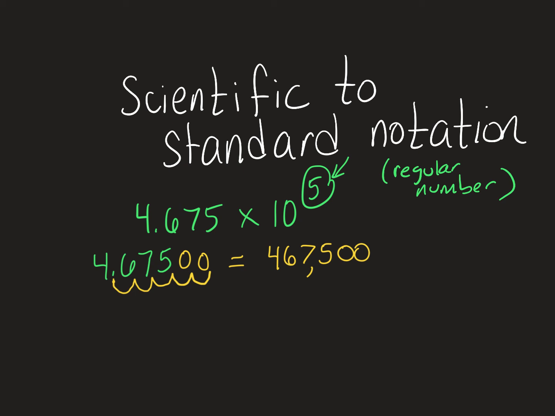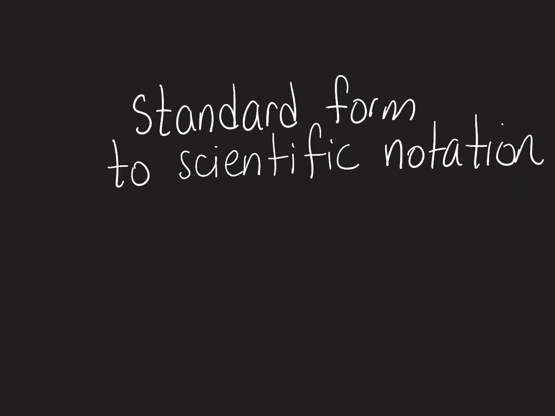And then I will take a look at when we start in standard form and we want to go to scientific notation. So let's suppose we have this number. We'll make it another big number. Let's say we have 3,675,400 and we want this to be in scientific notation. So we identify to ourselves that it's a big number.